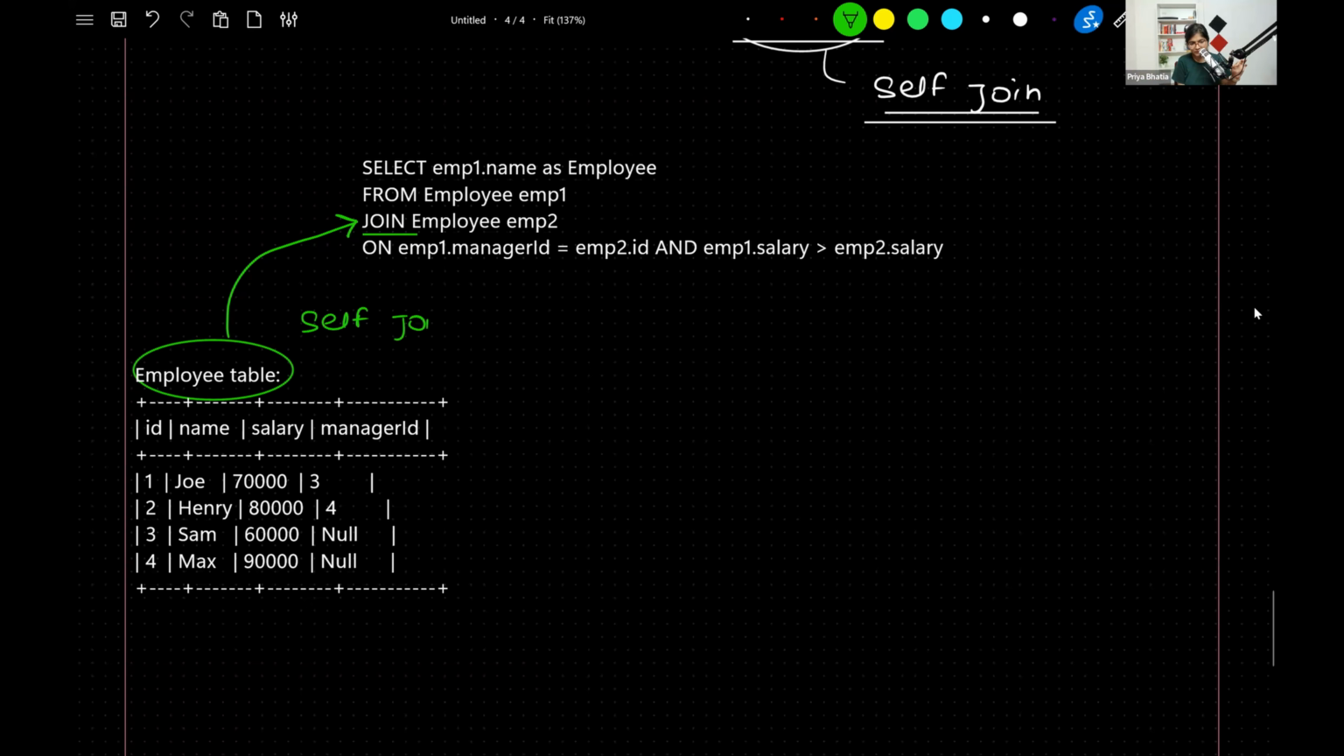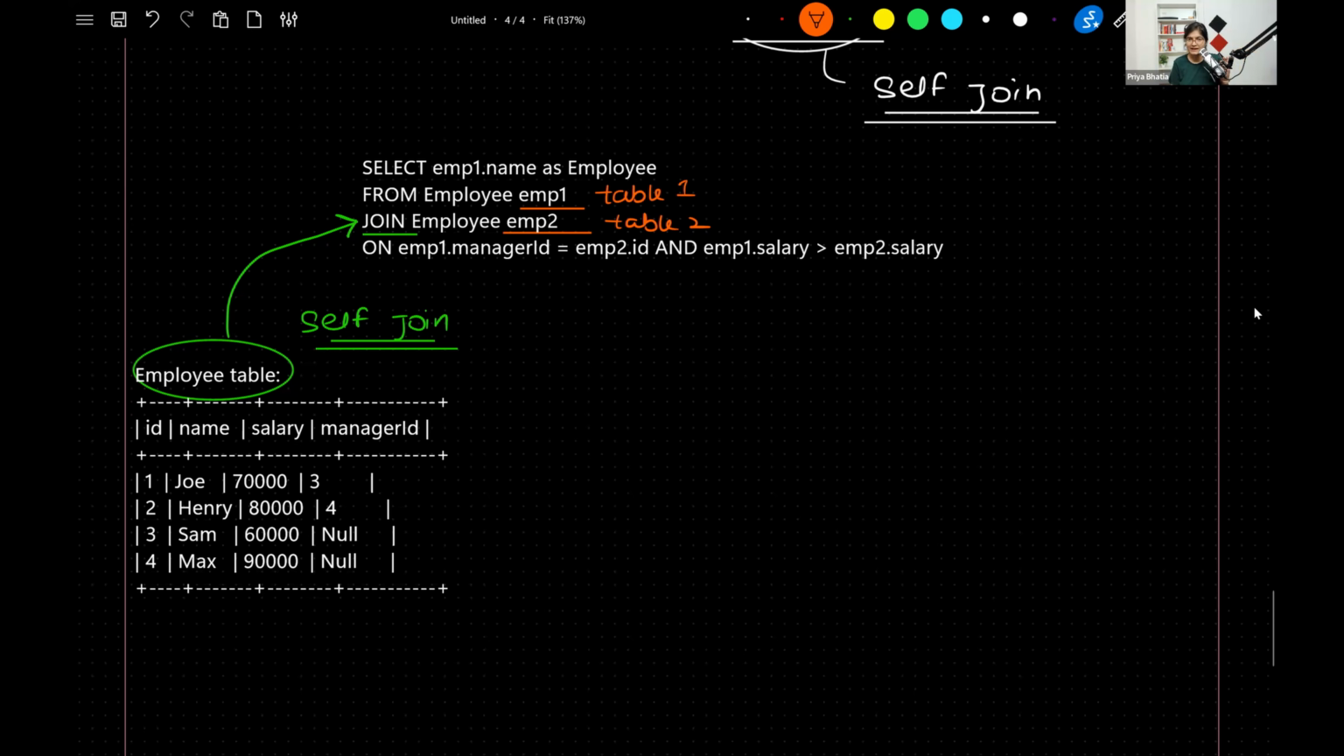Self join means that within this table, we have to apply an inner join. Now, because I'm applying an inner join on the same table, if you do not write an alias name, then your query will be internally confused. Which employee are you referring to? You have to distinguish it somehow by saying this is my table 1 and this is my table 2. They are both the same table, but the naming is different.